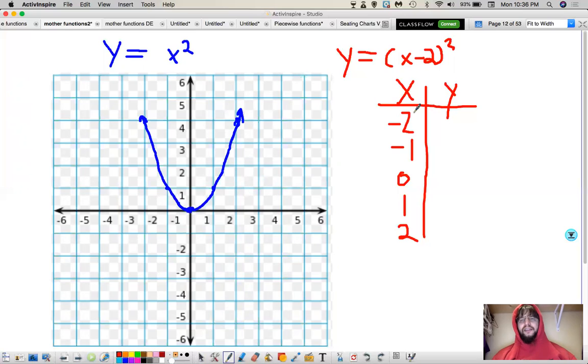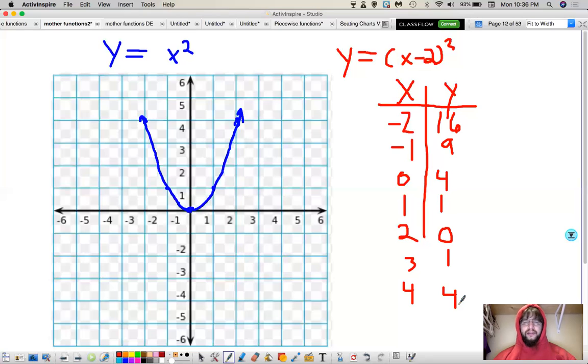So you can use a calculator and just plug it in. I'm just going to do it in my head. That's going to be -4 squared is 16. That's a little off the graph. -3 squared is 9. -2 squared is 4. -1 squared is 1. 2 squared is 0. Let me add a few of these here. 3 minus 2, that's 1. 4 minus 2, that's 4.